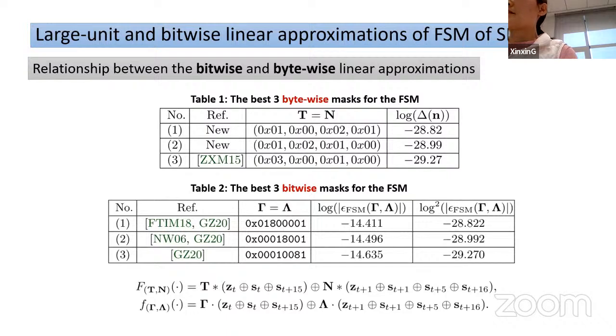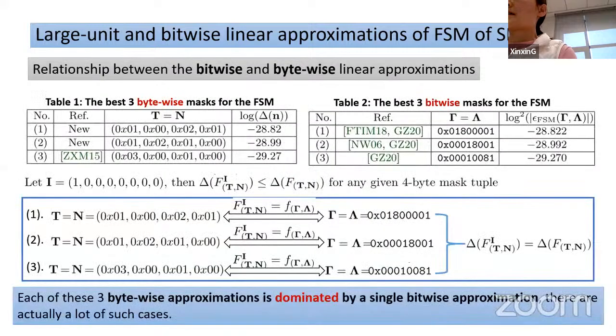Then we compare the best three large unit and bitwise approximations whose corresponding masks are listed in table 1 and 2 respectively. For each large unit and bitwise linear mask with the same number, we have verified that the first coordinate of the corresponding large unit approximation is exactly the bitwise approximation, and they have the same SEI. That is, each of these large unit approximations is dominated by a single bitwise approximation.